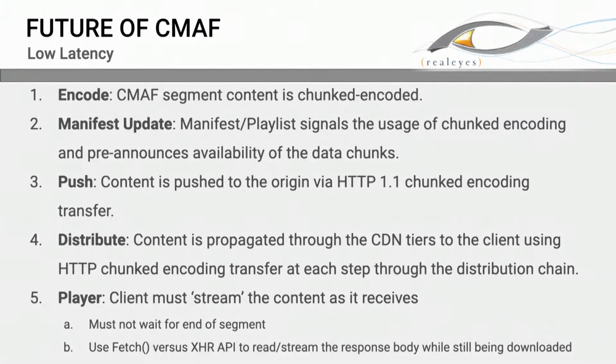So using HTTP 1.1, we can stream our content now through our entire system. So we encode our CMAF segment using chunked encoded content, or CMAF segment content is chunked encoded. We update our manifest before it's fully created. We can push this up through to our origin and through our CDN using HTTP 1.1. We can distribute that now through the rest of our CDN tiers using HTTP 1.1, and then the player can now request our content using a fetch first and XHR API to then read and download those segments as they come in.